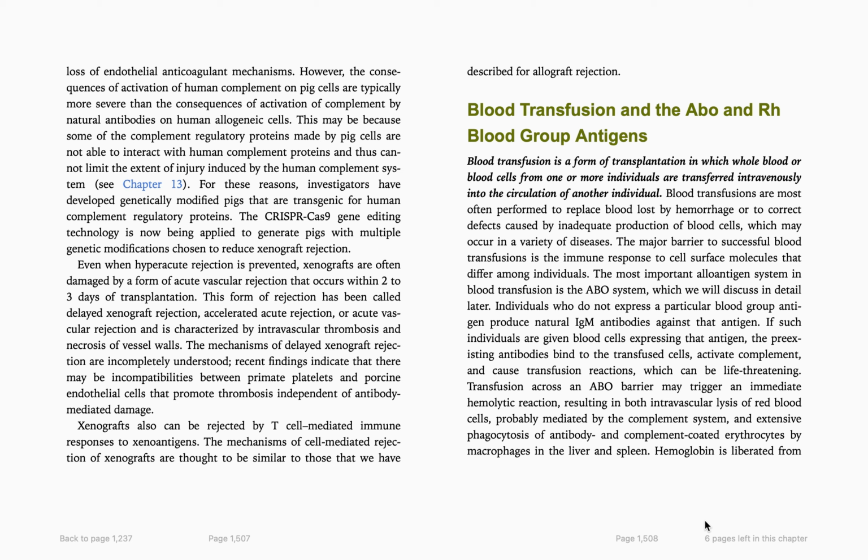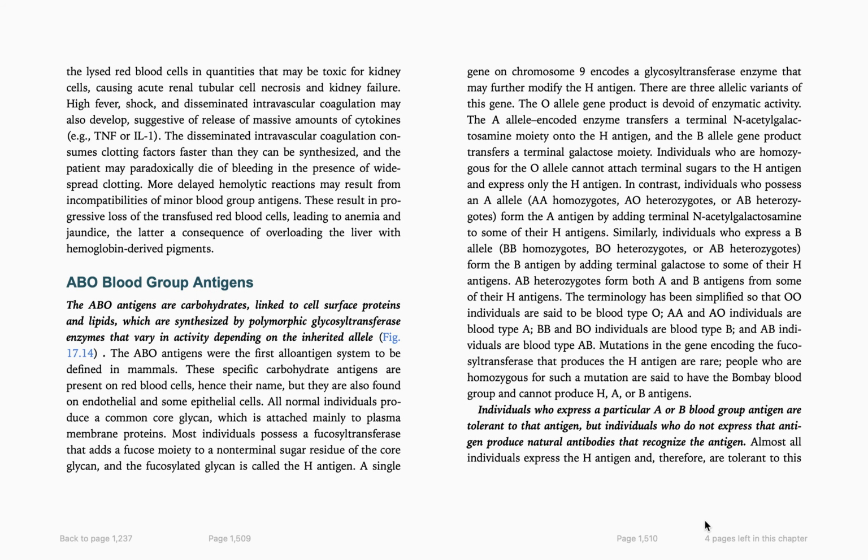Transfusion across an ABO barrier may trigger an immediate hemolytic reaction, resulting in both intravascular lysis of the red blood cells, probably mediated by the complement system, and extensive phagocytosis of antibody- and complement-coated erythrocytes by macrophages in the liver and spleen. Hemoglobin is liberated from the lysed red blood cells in a quantity that may be toxic for kidney cells, causing acute renal tubular cell necrosis and kidney failure.